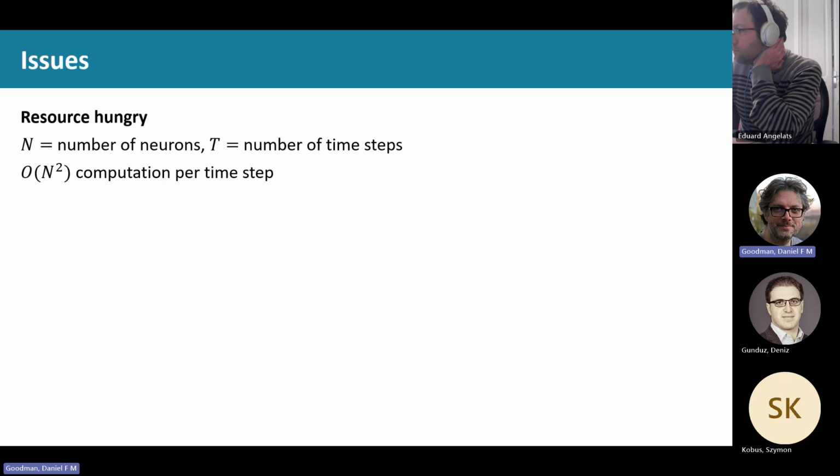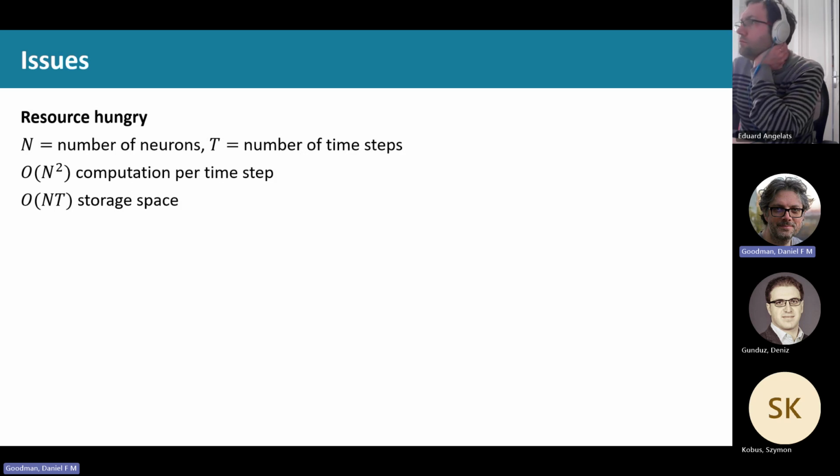The amount of computation per time step is O(n)². That's okay. We can throw a lot of compute power, and that's not a problem. The real problem is that we require an amount of storage space that's proportional to the number of time steps. So let's say you've got 1,000 neurons and 1,000 time steps. Your storage space is going to be of the order of 1 million.